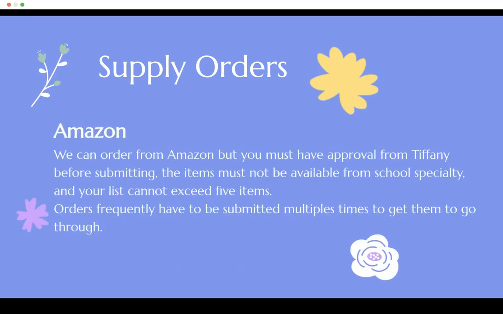Hey, Amazon. A lot of people have been sending me some questions about Amazon. We can order from Amazon this year, but you're going to need my approval first, and the items can't be available through School Specialty. And don't exceed more than 5 items. The reason being is that they're frequently deleting our orders if it doesn't get through purchasing within 7 days. So we can order it, and then if they don't submit it from there in 7 days, they delete the whole thing and we have to start over. So it's just a really difficult process.